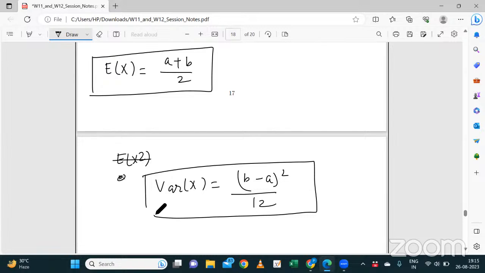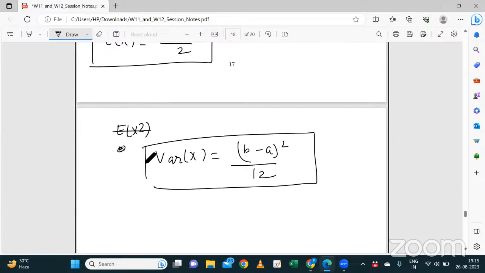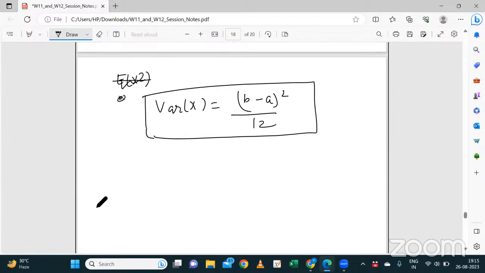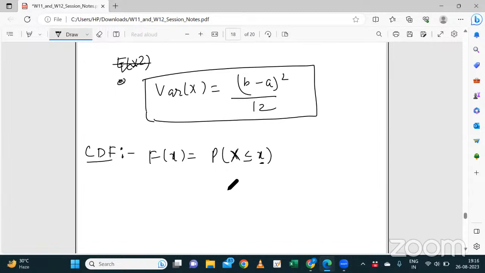Now come to the CDF formula. The CDF formula is very, very important, because it will help you solve the sums. The CDF, denoted f of x, is the probability that X is less than or equal to x. Here capital X denotes the random variable, and small x denotes the particular value. To find this, I have to integrate. The lower limit is a, and the upper limit is x, not b. So we integrate from a to x of f(x) dx.